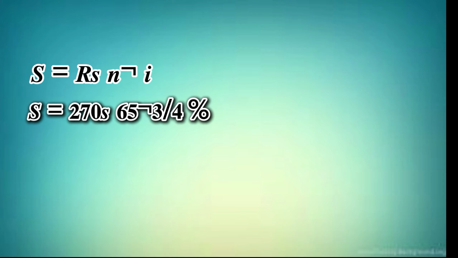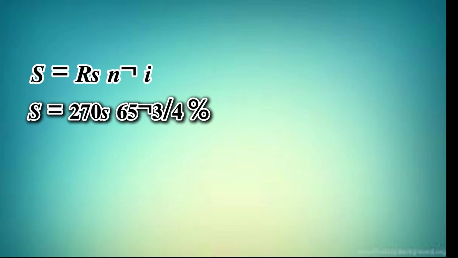And we are going to substitute with our formulas. First, we are going to solve for the amount. So we have S is equal to RS angle I. S is equal to, per hour, we have 270. Our N, we have 65. And angle I, which is I is equal to 3/4. So S is equal to 270.